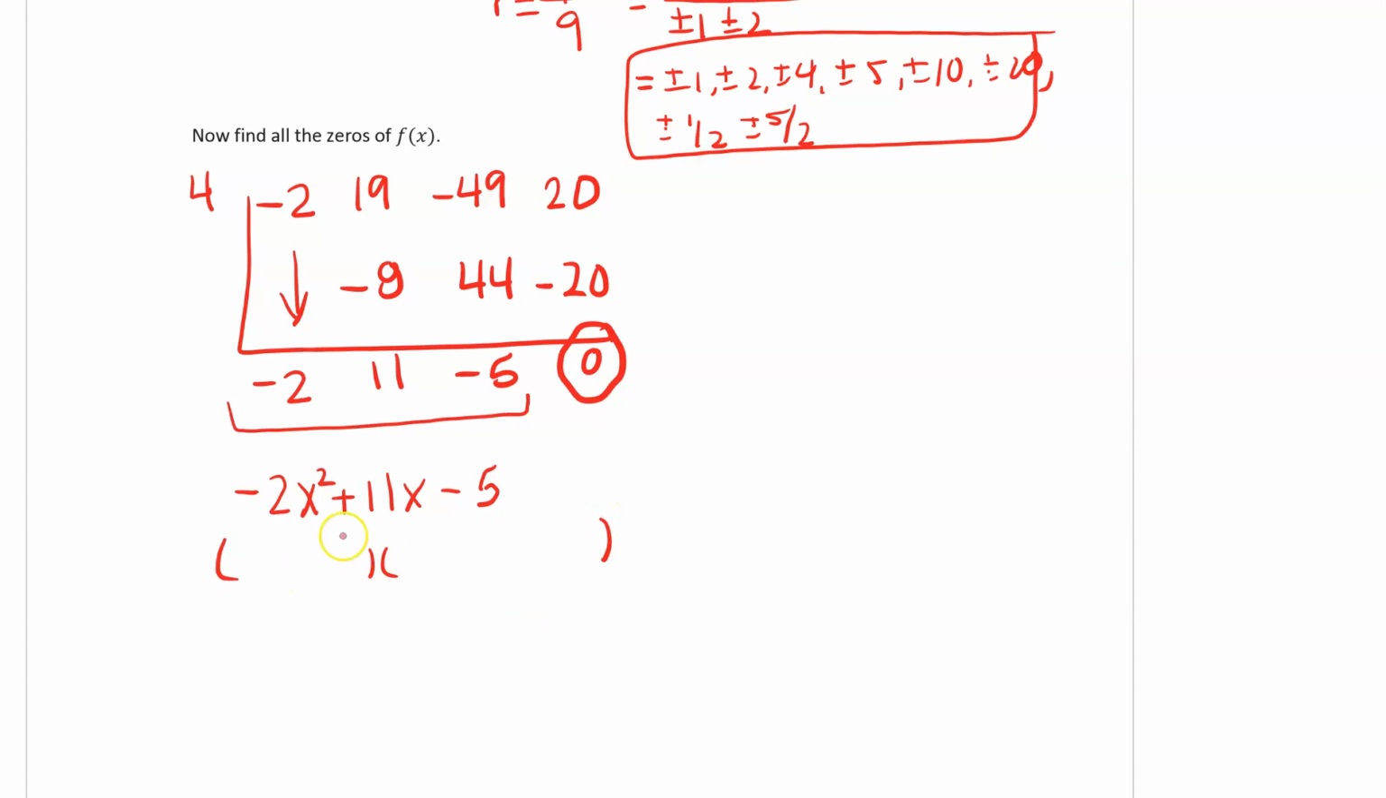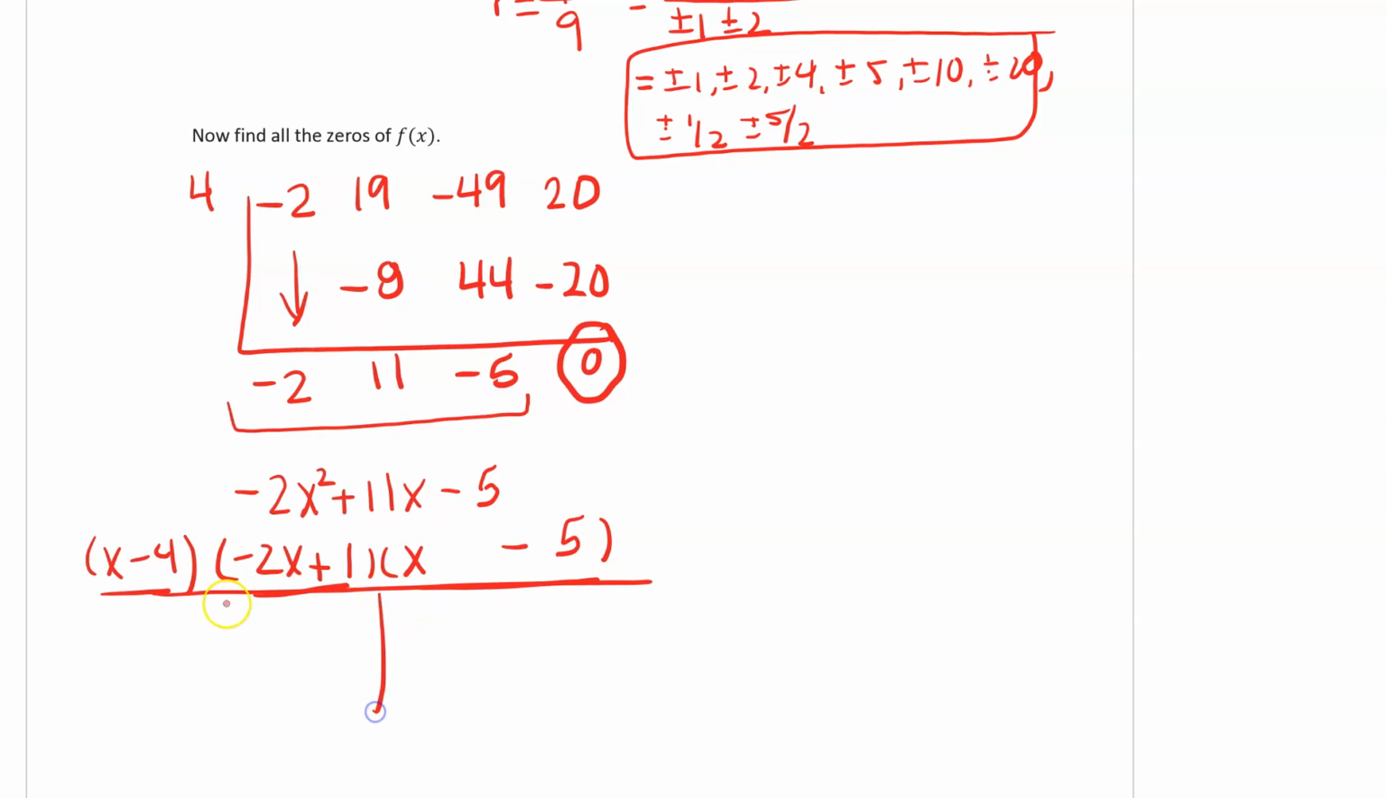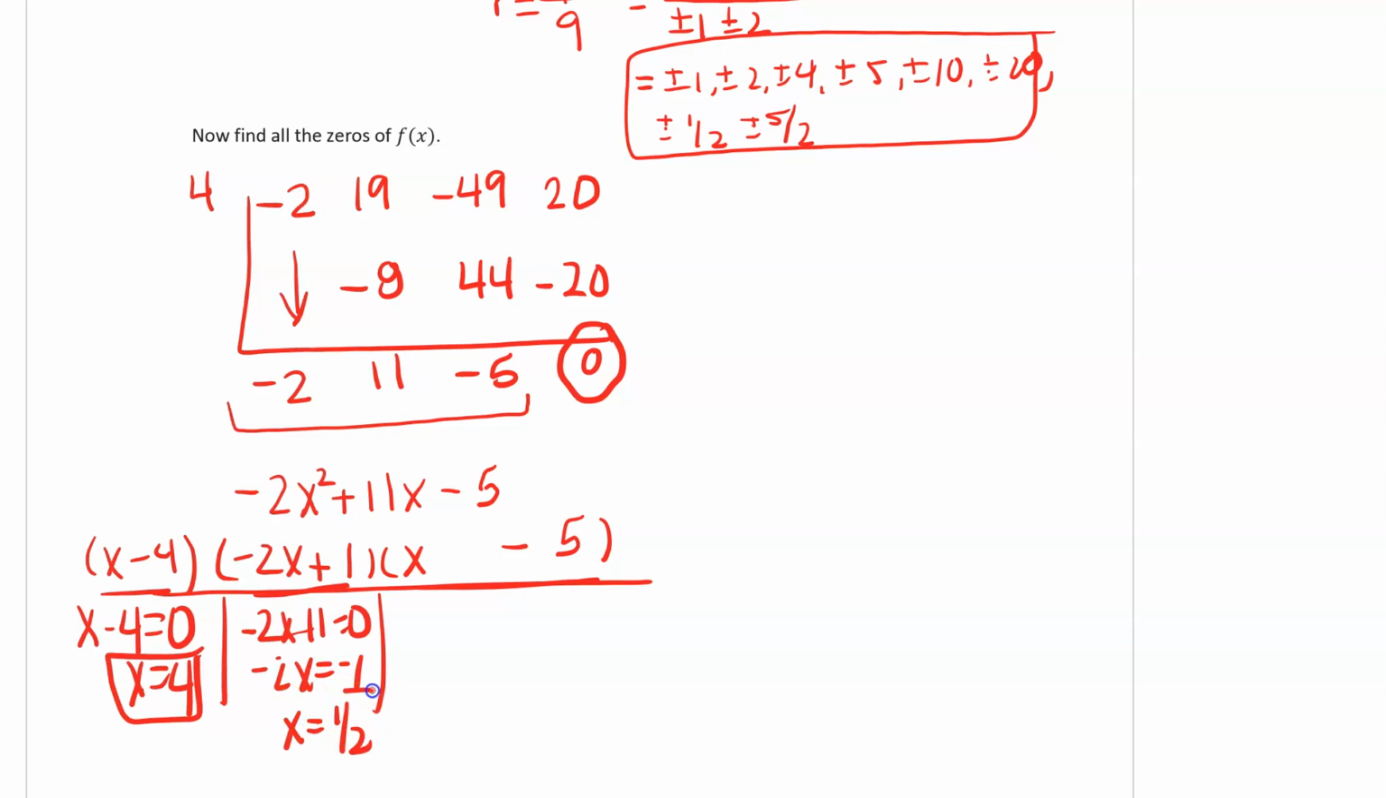This factors into negative 2x, and x will multiply, give me negative 2x squared. And 1 and 5, negative positive, will multiply to give me that negative 5 in the back, and give me the combination of 11x. And so then that would give me x minus 4 out front here. These would be my factors. And then if I set them equal to 0, I have x minus 4 equal to 0, so x would be 4. Negative 2x plus 1 equals 0, so let's see, negative 2x equal to negative 1, so x is 1/2. X minus 5 equal to 0, so x would be equal to 5.